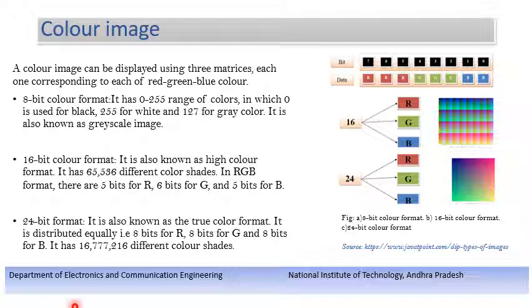The second one is 16-bit color format. It is also known as high color format. It has 65,536 different color shades, and in this format 5 bits are assigned for red, 6 bits for green and 5 bits for blue, simply because green is considered to be more soothing to the eye. The third one is 24-bit color format. It is also known as the true color format. It is distributed equally, that means that 8 bits are assigned for red, 8 bits for green and 8 bits for blue. You can see the three color palettes for the three different color formats in this picture.